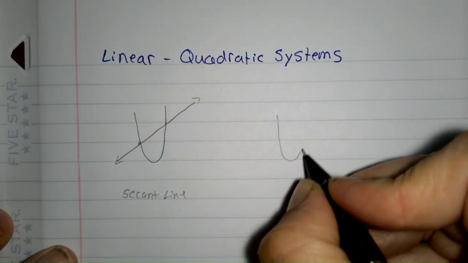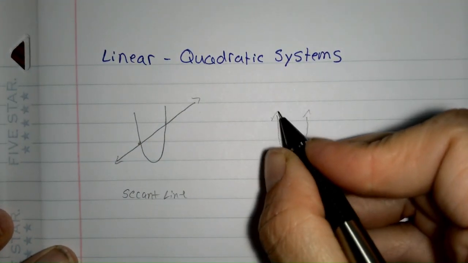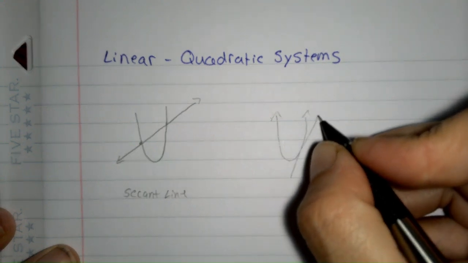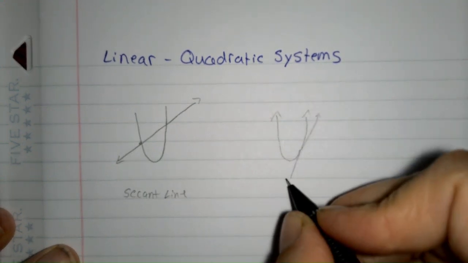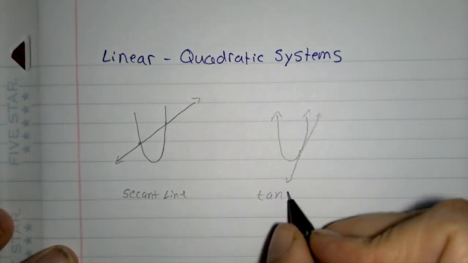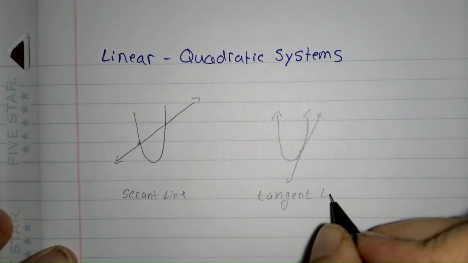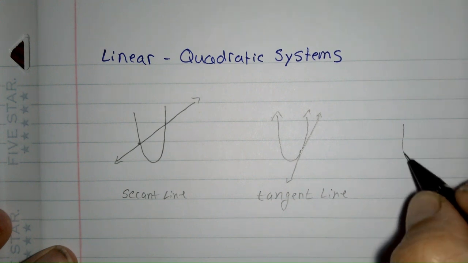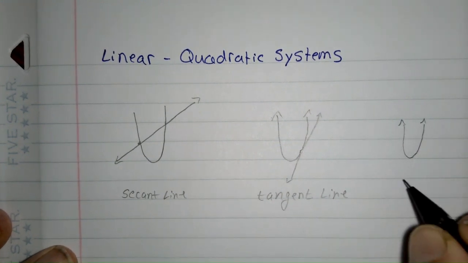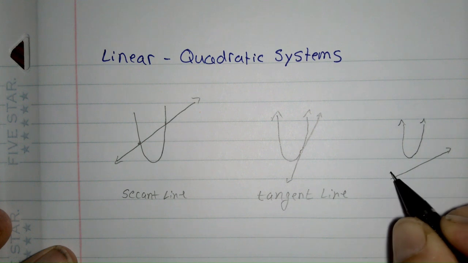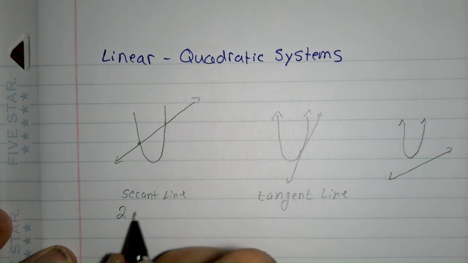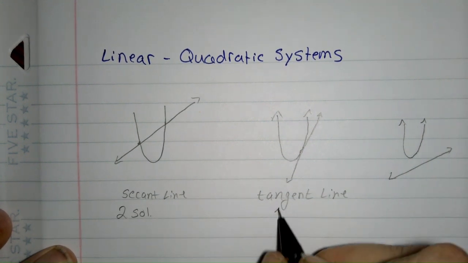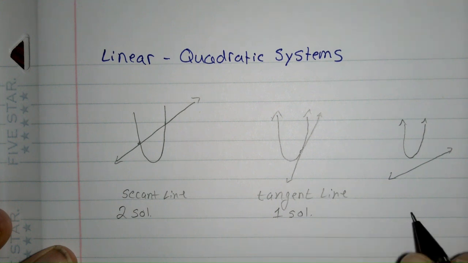We could have it to where it just happens to meet in just 1 spot. This would be a tangent line. And you may or may not need to know those vocab words at this point in time. Or it might not meet at all. So this would be 2 solutions, 1 solution, and no solution.